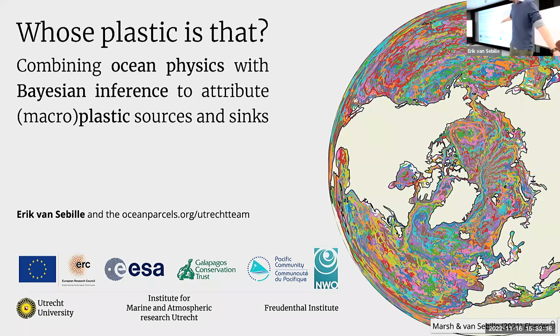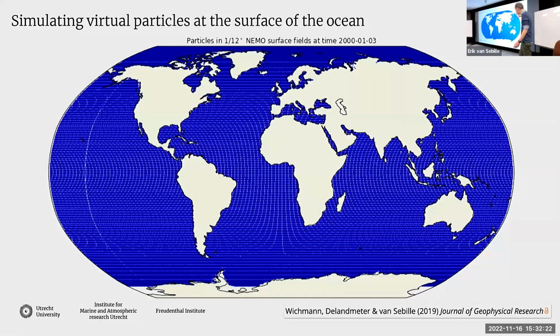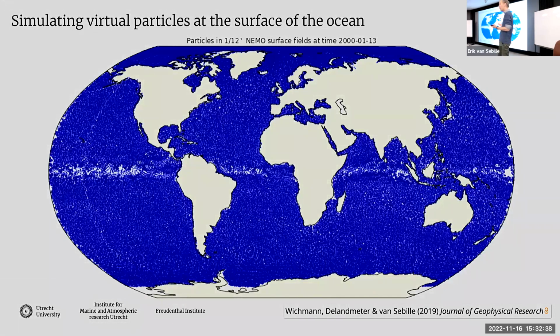Now, this is a map where I've just colored all of the particles. You can also, of course, make an animation of it, looking now from the side of the globe. And this is if you start virtual particles everywhere on the surface of the ocean in a uniform grid, and just have the ocean flow carry those particles around. And then this is what happens.